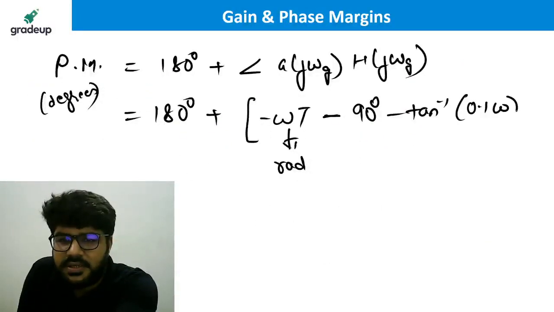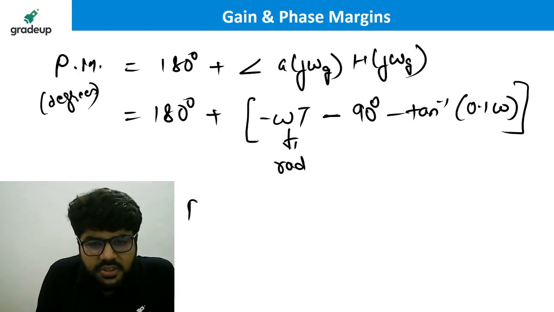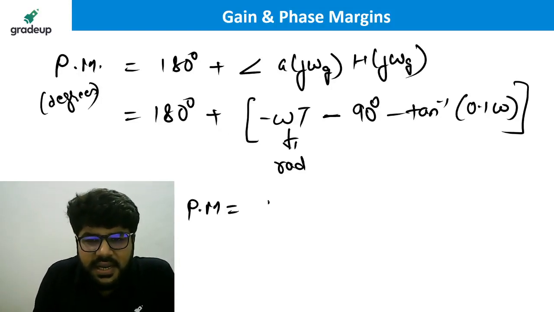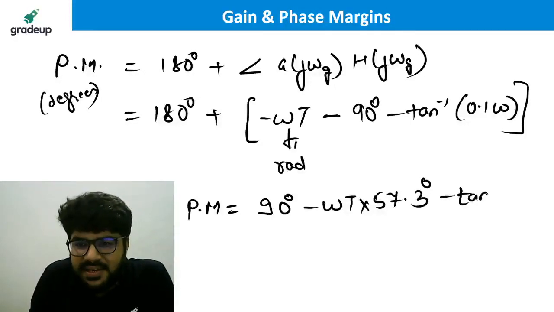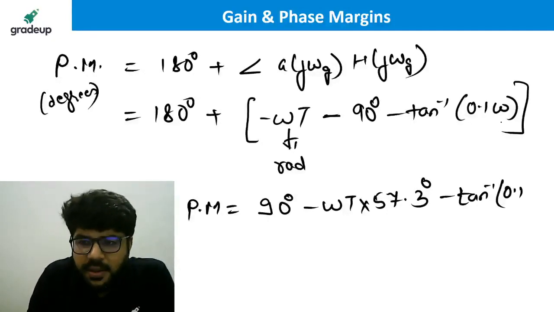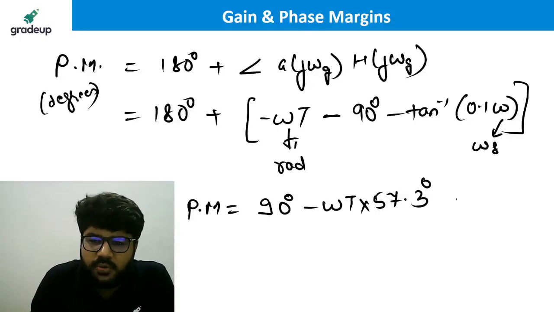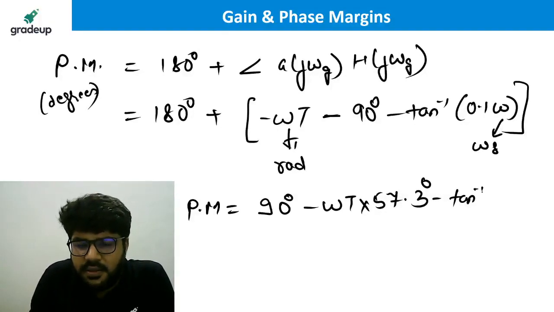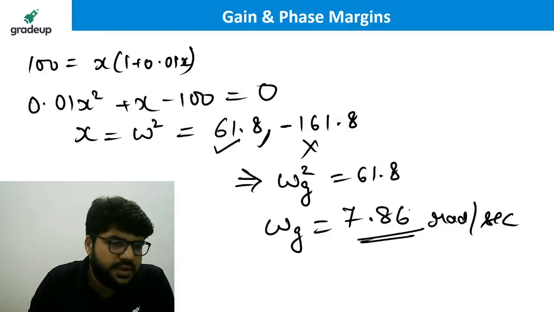Tan inverse y by x. Okay. So the phase margin should be equal to 180 minus 90, which is 90, minus omega t into 57.3 degrees, minus tan inverse 0.1. Put omega equal to omega g. So here I will put omega equal to omega g, minus tan inverse 0.1 into 7.86. The value of omega g obtained is 7.86.